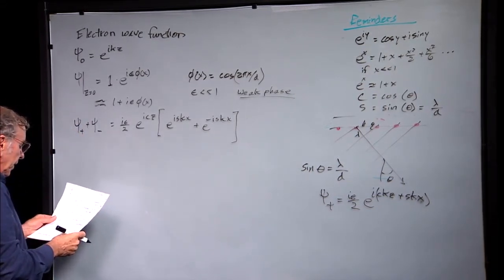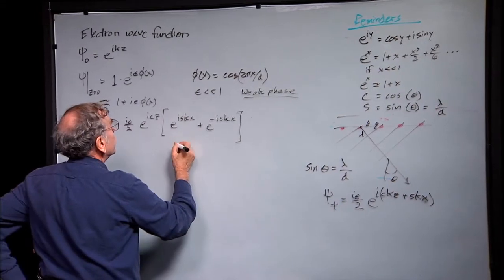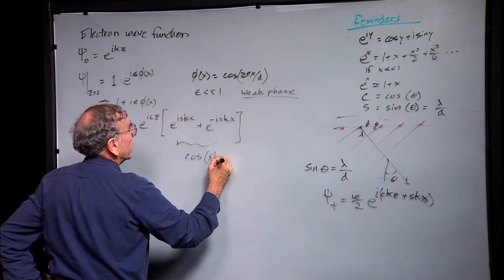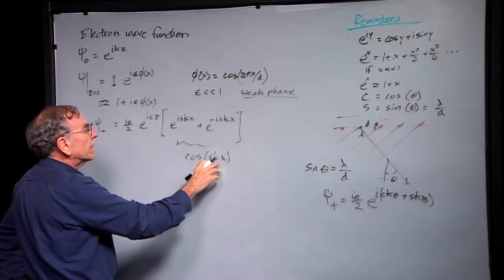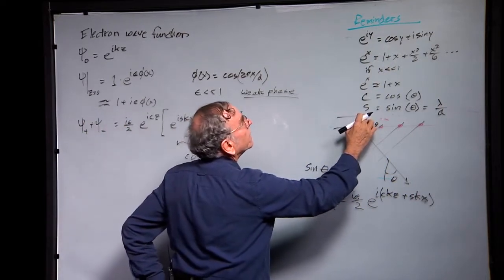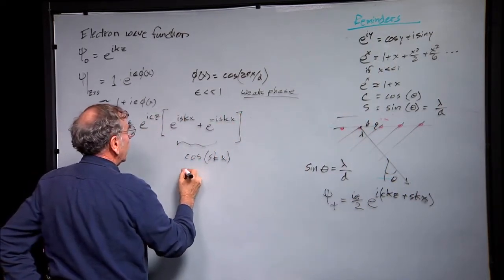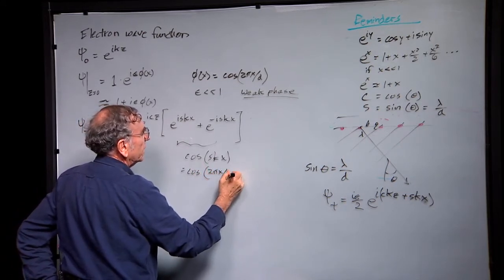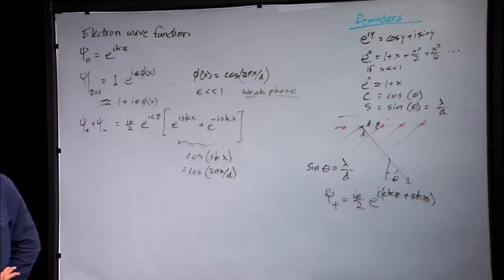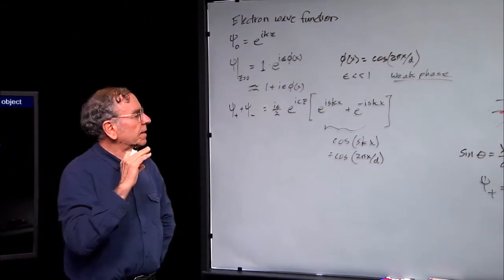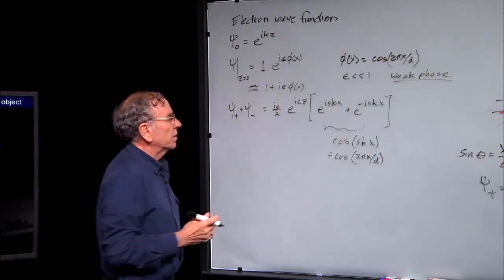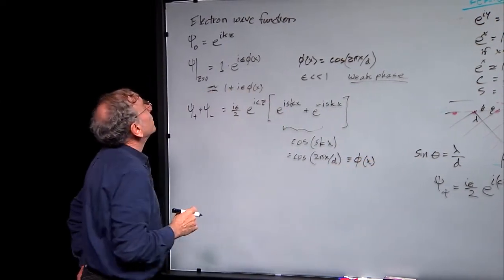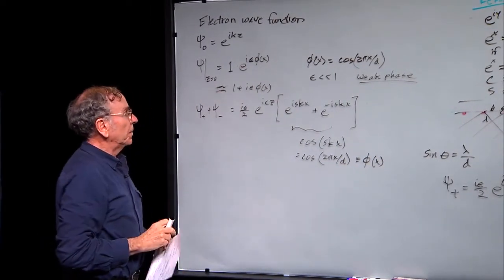There are a couple of things you can notice here. This thing, of course, is just cosine of s k x. And if we substitute in the value for s, then this is cosine of 2 pi x over d. So this is exactly the same original periodic phase perturbation that we started with. We can define this as our phi of x as originally defined up there.